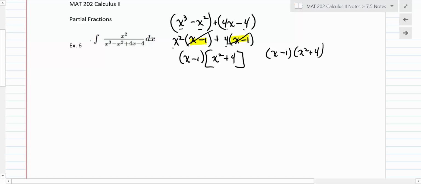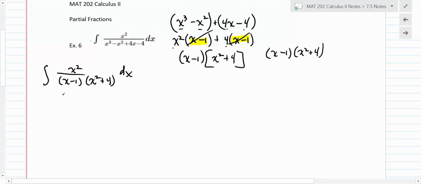Okay, does that look familiar? Well, I hope so, because it shows up some. We teach factor by grouping for different reasons. That does show up a little bit. So our integral, what it really is, is going to be x squared over x minus 1 times x squared plus 4 dx. Okay, so we've got to get this set up with partial fractions, okay?